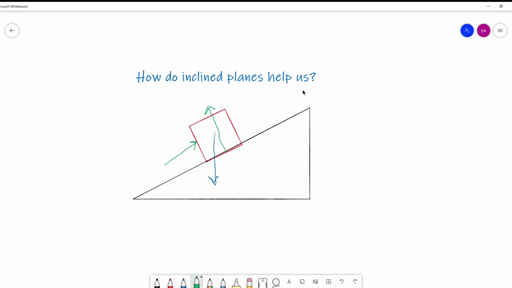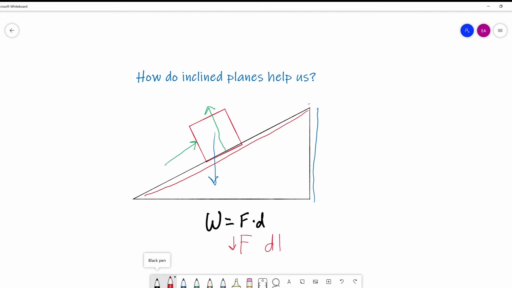However, we know that the amount of work has to be the same. So the reason that we're allowed to apply this less force is because it's over a longer distance. This side of the triangle that I'm underlining in red is much longer than if we were just to lift the box straight up. That's in blue there. So if we think about work equaling force times distance, with an inclined plane, which we'll write in red, the force is lower, so the distance has to be greater. That way, the amount of work that you're doing is the same, even though you're applying less force.